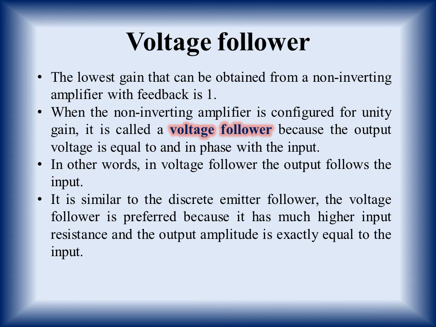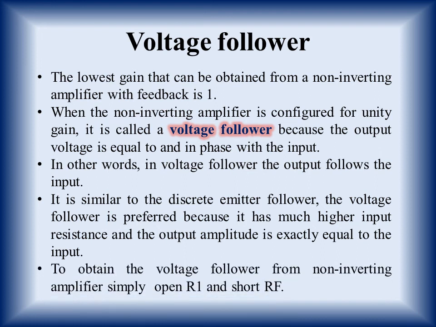It is similar to the discrete emitter follower. You must have studied emitter follower in case of transistors. The voltage follower is preferred because it has higher input resistance and the output amplitude is exactly equal to the input. This voltage follower is preferred in many circuits because it has high input impedance and it tries to isolate the input stage from the output stage, and it exactly reproduces the output signal as it was the input signal.